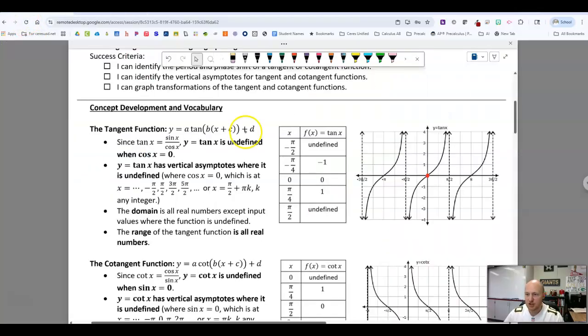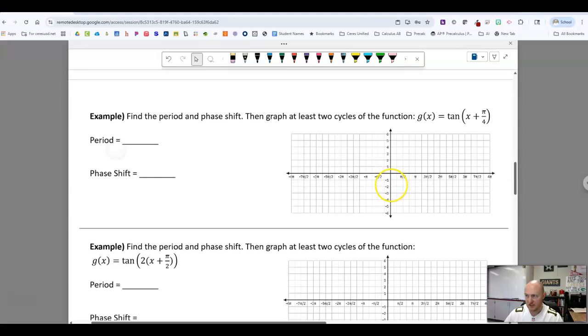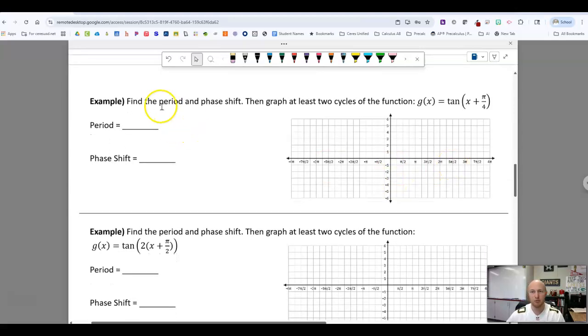So let's jump in. Here's the format of tangent. Your A value is amplitude. We won't really see that in this lesson, but it would stretch your graph. You'll see period change, B, definitely, and then C is your phase shift. Remember, it's always the opposite value. So let's go ahead and graph example number 1 here.